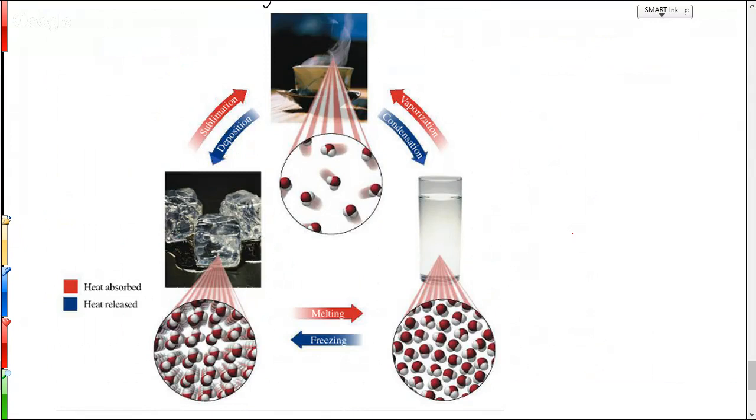This is why your stuff that you put in the freezer gets dried out. Has anybody ever noticed that? It's because even though that water is solid, it's still subliming and becoming water vapor and leaving. And so eventually that will dry out.